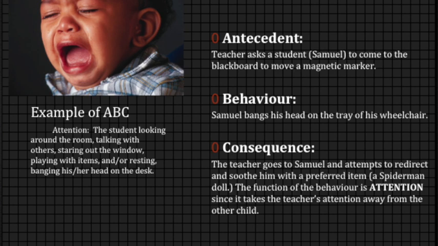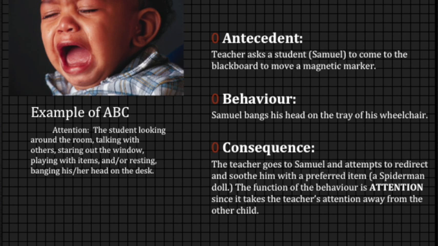Under the antecedent, we would be writing where it happens. So, the teacher asks a student to come to the blackboard to move a magnetic marker. As for the behavior, we would jot down what the behavior looks like. So in this case, Samuel bangs his head on the tray of his wheelchair.